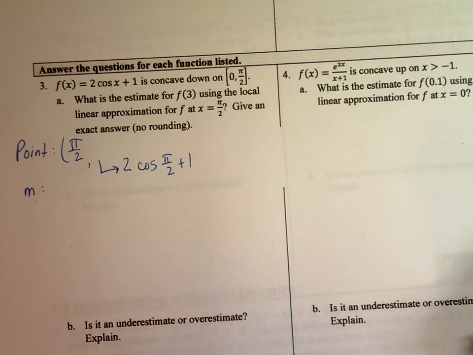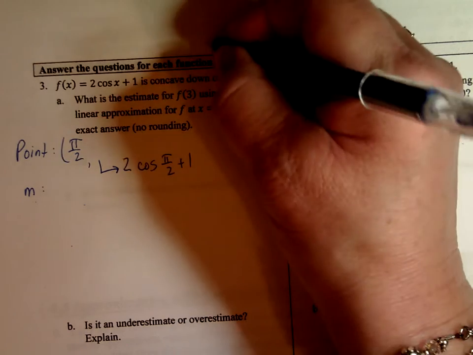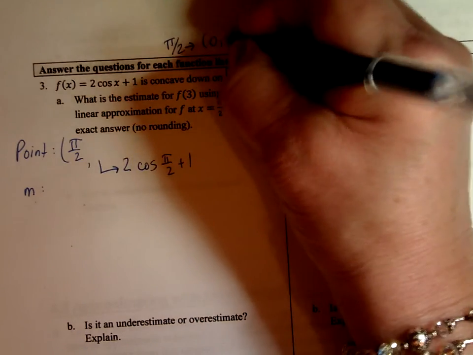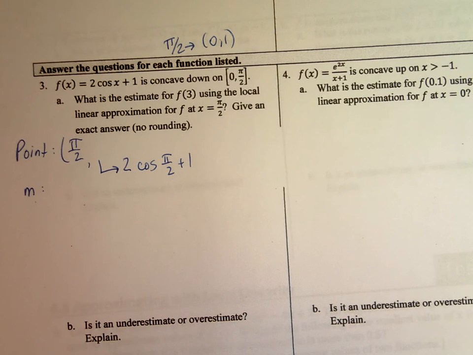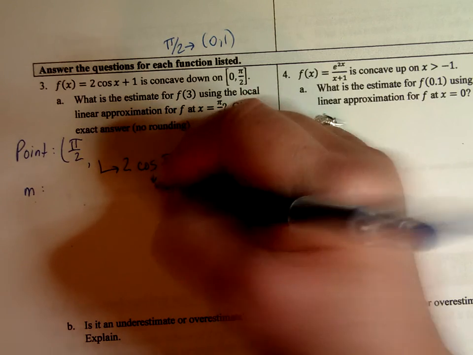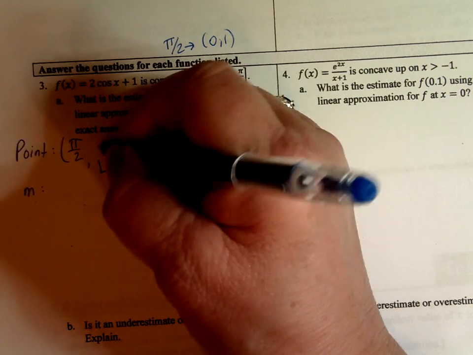So I go to the unit circle. I think of the unit circle. Pi over 2 is up at the top. That has a coordinate, I'll put it here. Pi over 2 has a coordinate of 0, 1. Okay. Cosine is the x value. That means that this is 0, which means that you get an answer of 1.